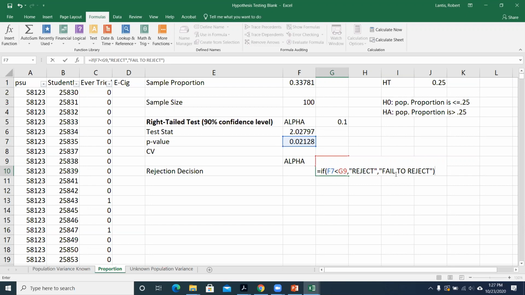If it's not true, it'll put in the second one. So this should give us our rejection decision. Okay? Now this kind of makes sense, right? Our p-value of 0.02 is definitely less than an alpha of 0.1, so we should be rejecting there, right?